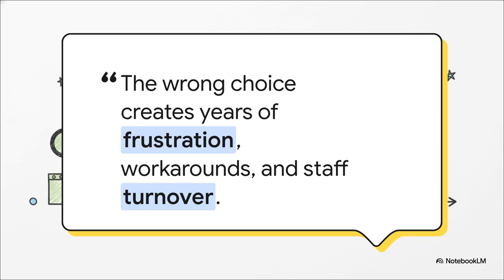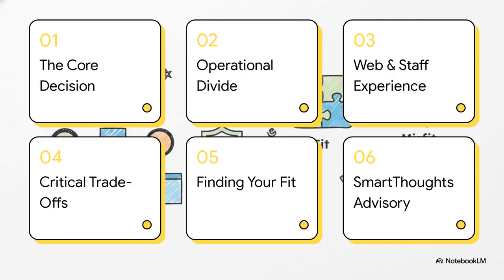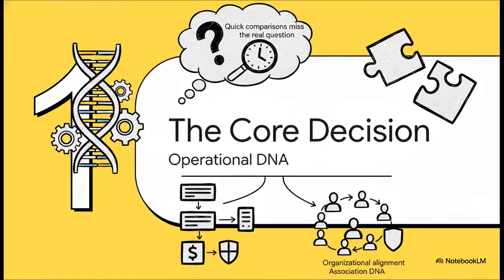You see, choosing between these two platforms isn't just some battle of technical specs. It's a massive strategic fork in the road for your organization's future. So here is our roadmap for today. We'll kick things off with the core decision, then dive into the operational divide and explore the web and staff experience. After that, we'll tackle critical trade-offs, help you figure out finding your fit, and finish up with a SmartThoughts advisory close.